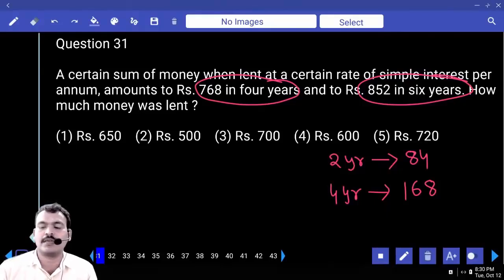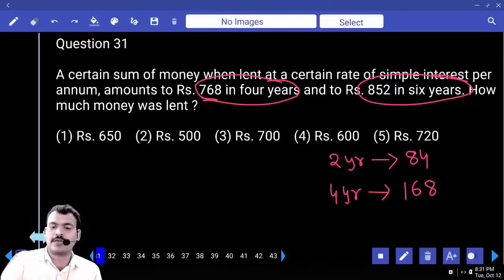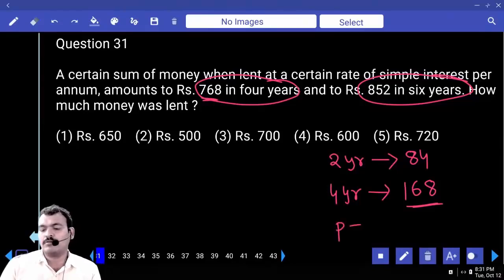Then how many years are increased? 2 years. 2 years how much value are increased? 84. If 2 years 84 are increased means 4 years 168. Out of 768 increased value are how much? 168. Without increased means principal or not? Then what is the principal value? 600 or not?